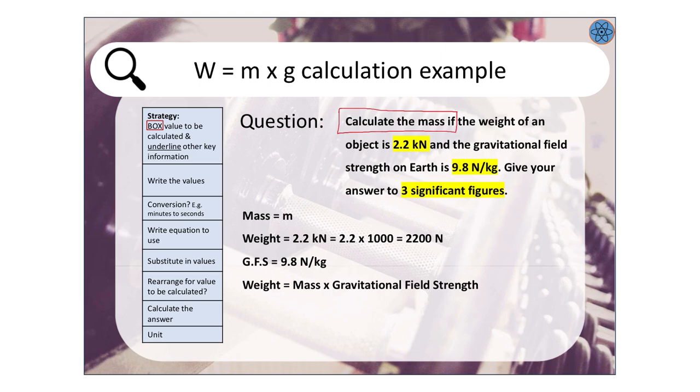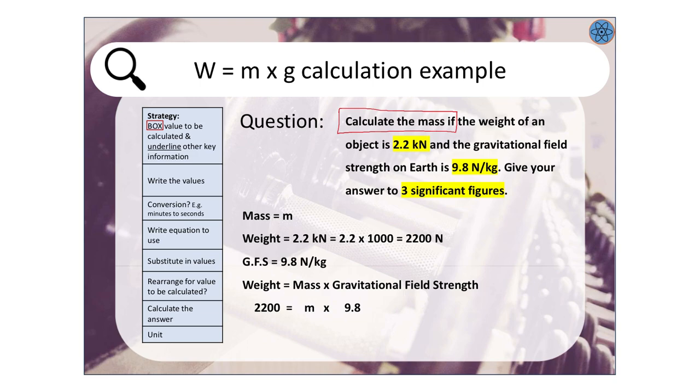The next step is to write the equation that we're going to use. So we're going to use weight equals mass times gravitational field strength. And directly underneath each of the words, I'm going to write down the values that I've picked out from the question. Under weight, 2,200. Under mass, I'm going to write m. And under gravitational field strength, the 9.8.